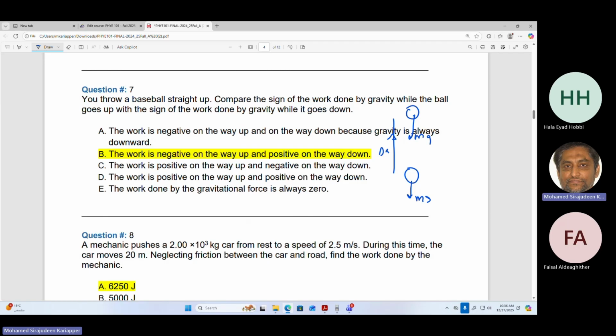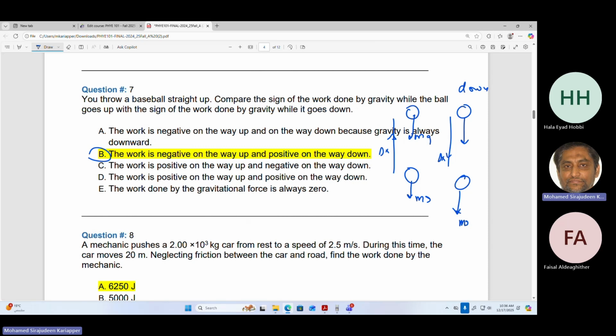And when it is coming down, it's the other way around. Going down, the gravity force is, again, down, it is not changing, but the displacement is also down. So the angle between displacement and the gravity force is the same. That means direction is the same. That means angle is 0. Cosine 0 is +1. So because they are in the same direction, the work done will be positive. So that's why B is the correct answer. All the other answers are wrong somehow. The work is negative on the way up, positive on the way down.